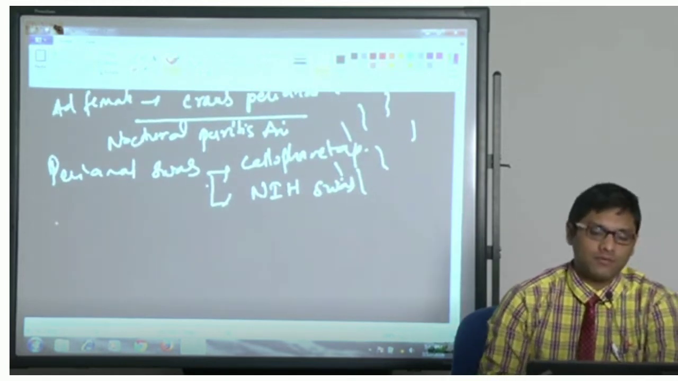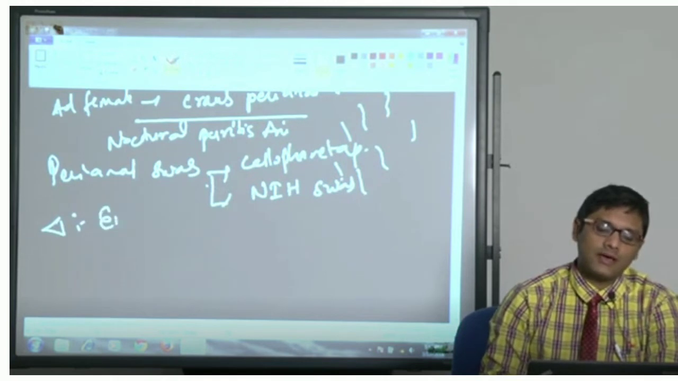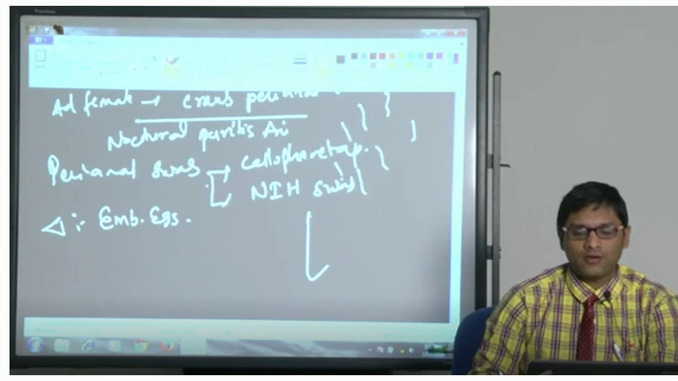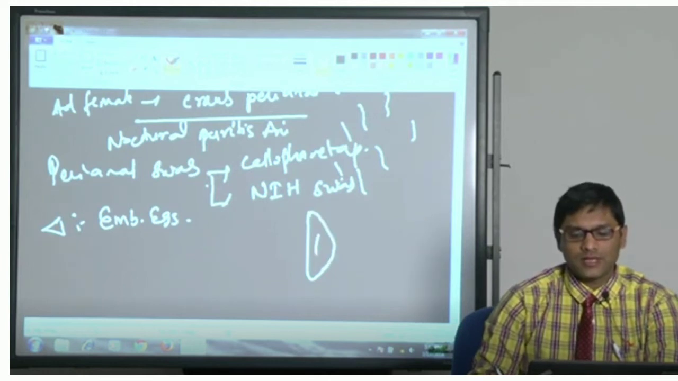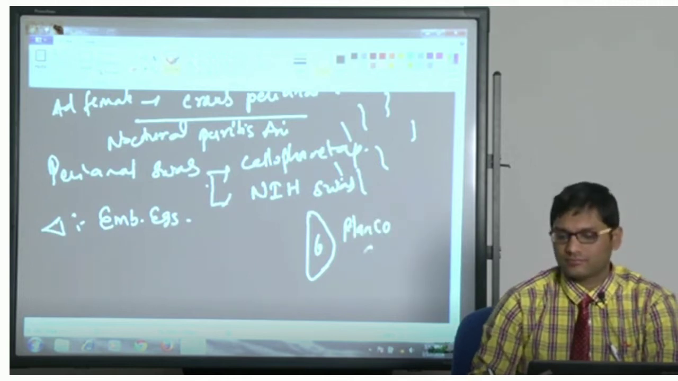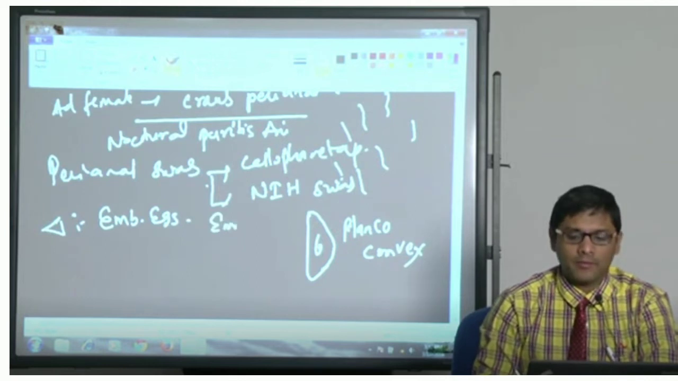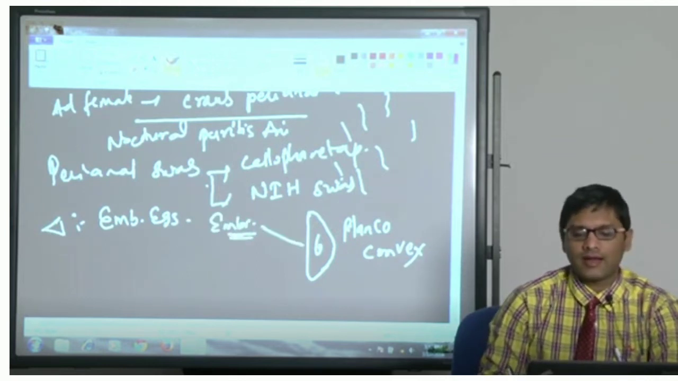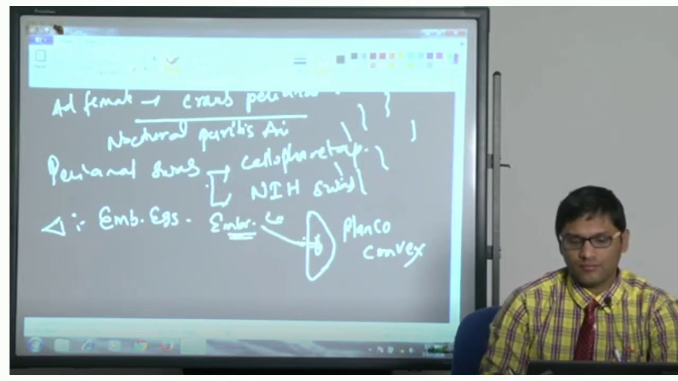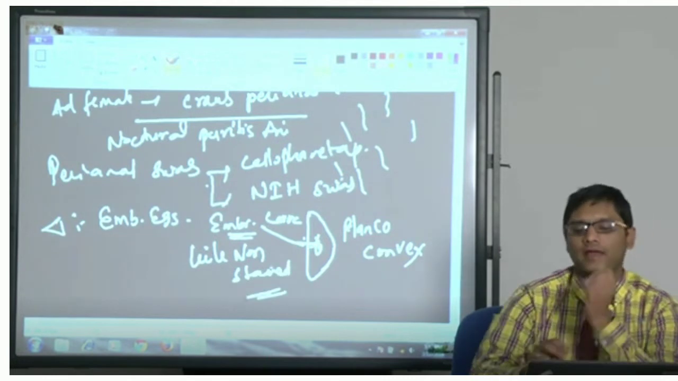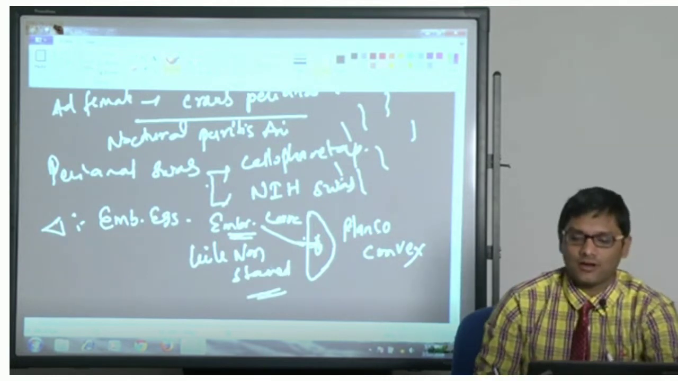The diagnostic form is embryonated egg, and the description is it is plano-convex, having a larva inside, and it is bile non-stained. Plano-convex, it is embryonated. Embryonated means what? Having a larva inside, and don't forget it is bile non-stained. One side is plain, one side is convex, hence it is called plano-convex.